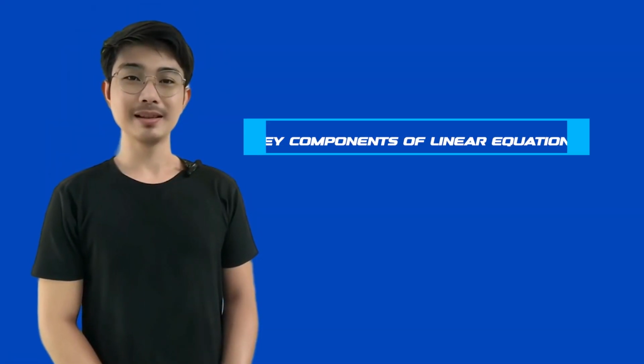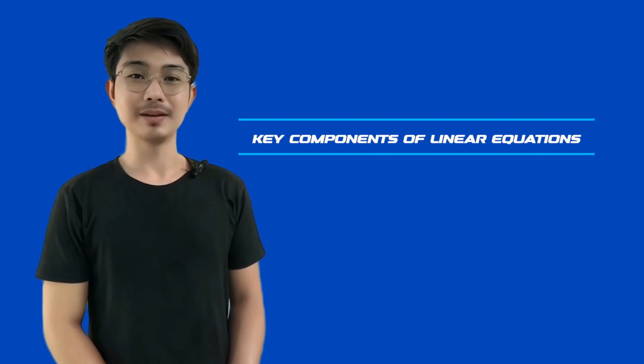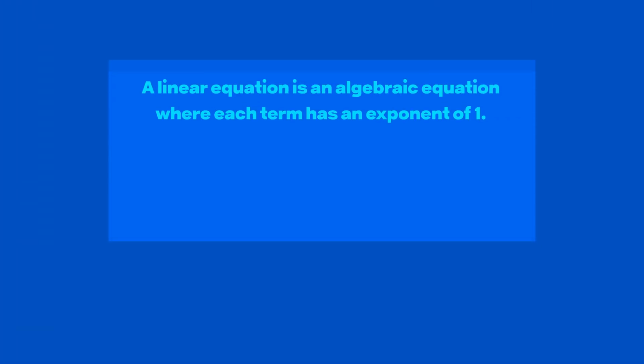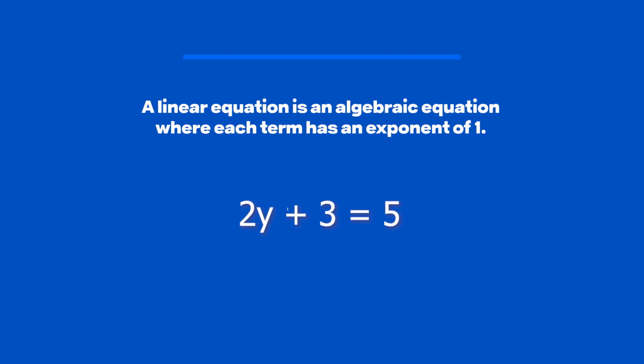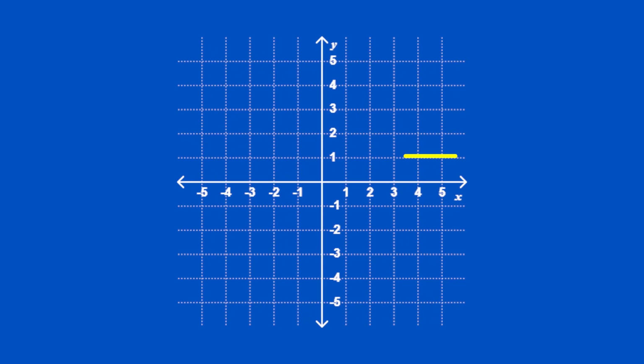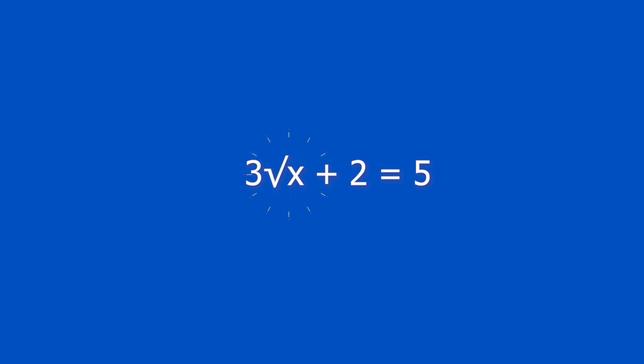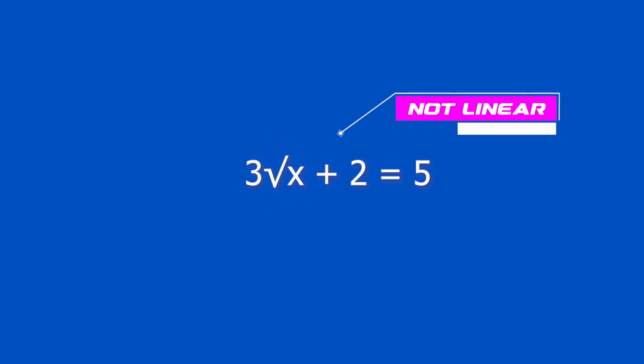To begin with, let's break down the key components of linear equations. A linear equation is an algebraic equation where each term has an exponent of 1, and when this equation is graphed, it always results in a straight line. This is the reason why it is named linear equation. Note that when an equation has an exponent of 2 or higher, as well as if the variable is inside the square root, it is not considered a linear equation.